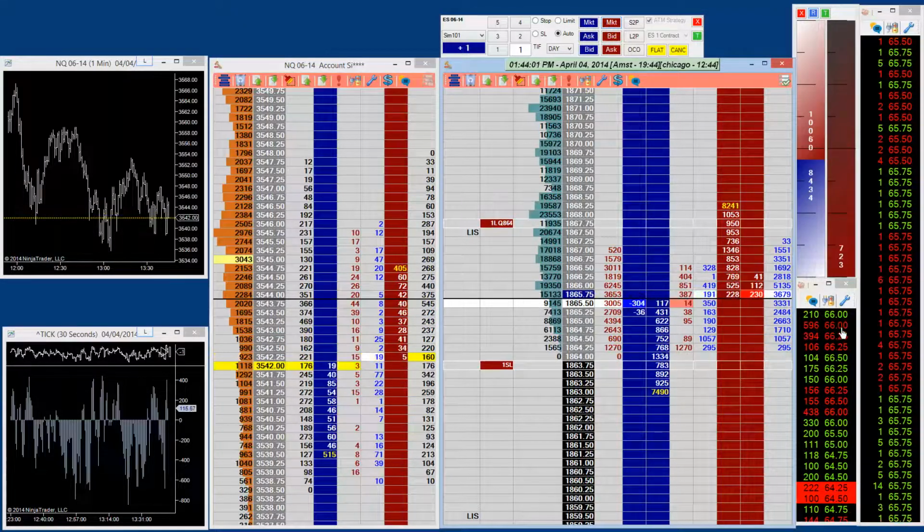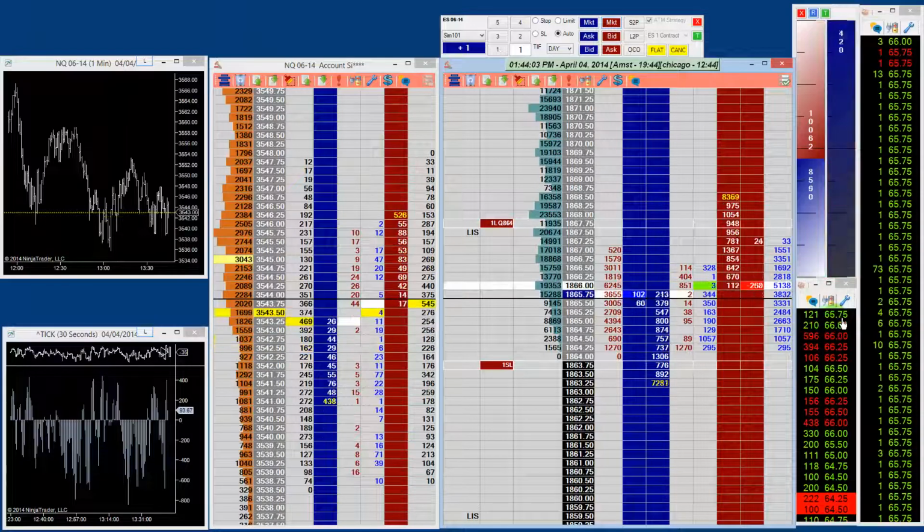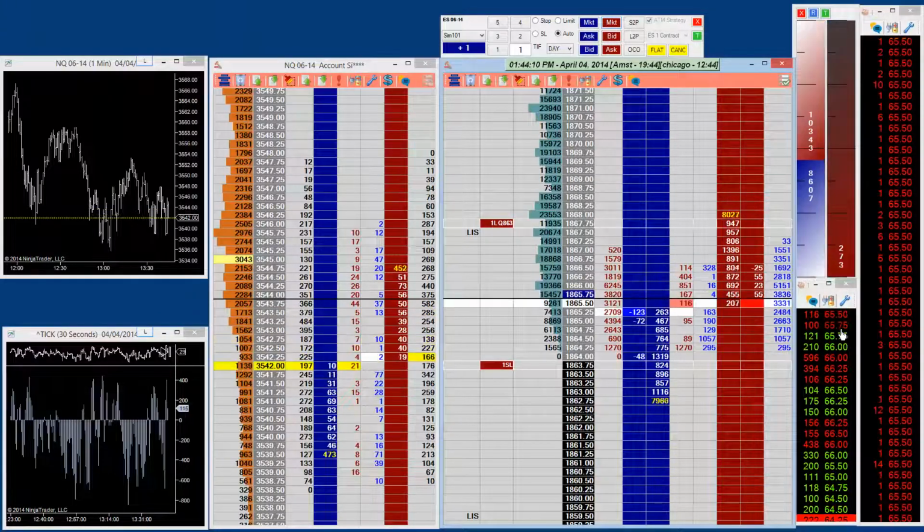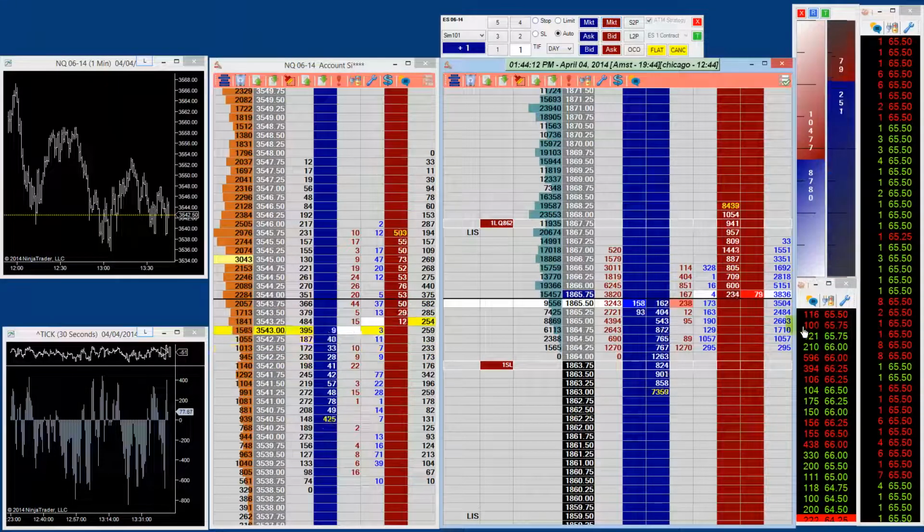They got some price progression down. We see 210 contracts coming with 66. He got a tick up. Okay, sorry, he didn't get a tick up. We got 121, 65, 75. The guy at 66 didn't get a tick up.